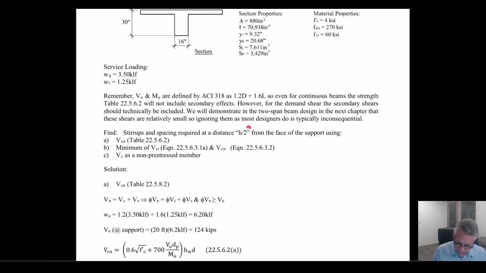And the question is, calculate the stirrups at h/2 from the face, either one, of the support. And we'll calculate first using VCN, then the minimum of VCI and VCW. And then for fun, just to show you that it is a lot of work to do all that, but we do get a benefit. If we just use this as a non-pre-stressed member, you're going to see that you have very tight stirrup spacing.